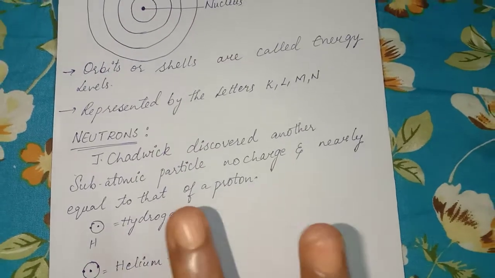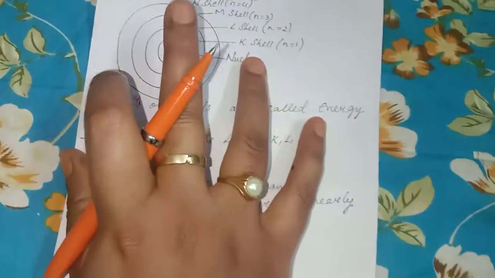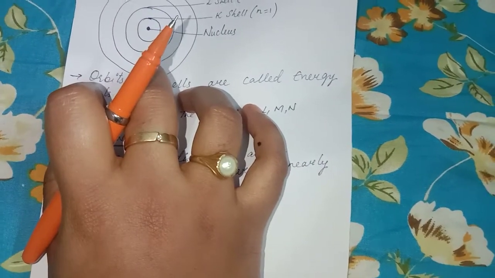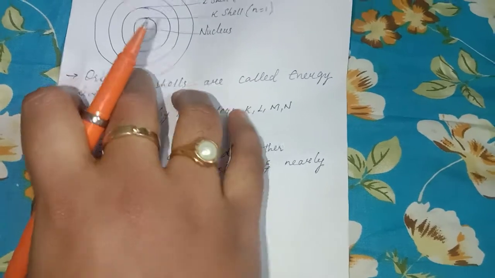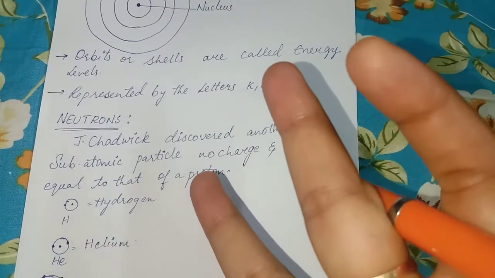How are these electrons distributed in different orbits or shells, and how can we identify this? The distribution of electrons into different orbits of an atom was suggested by Bohr and Bury. There are certain rules to follow for electrons in different energy levels or shells.